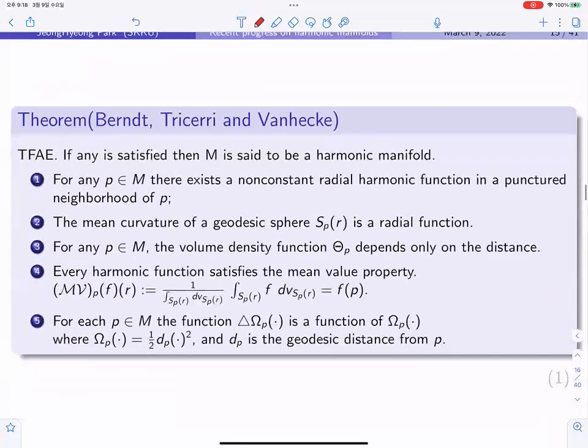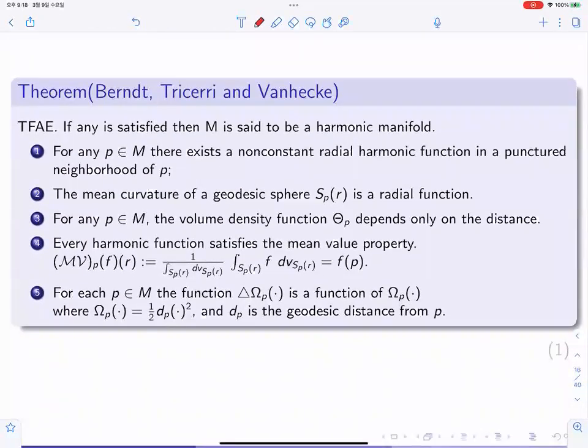Okay, then Berndt, Tricerri, and Vanhecke proved that the following are equivalent conditions. For any point p, there exists a non-constant radial harmonic function in a punctured neighborhood of p. The mean curvature of a geodesic sphere is a radial function, which does not depend on the angular parameter, so it does not depend on the center and direction. For any p, the volume density function depends only on the distance.